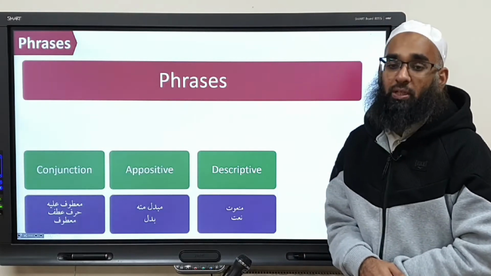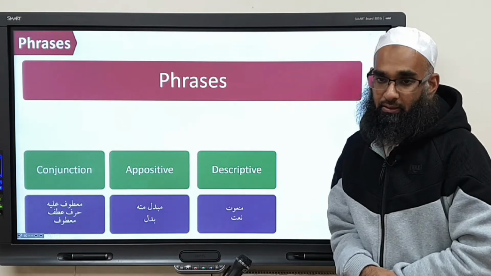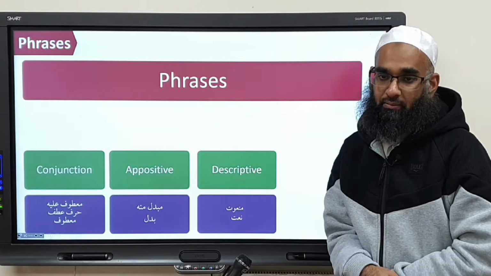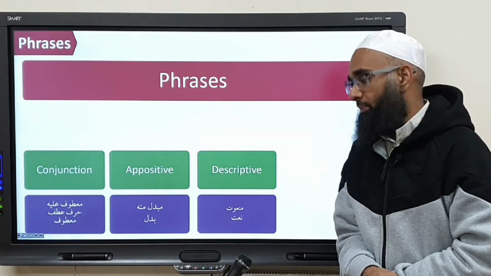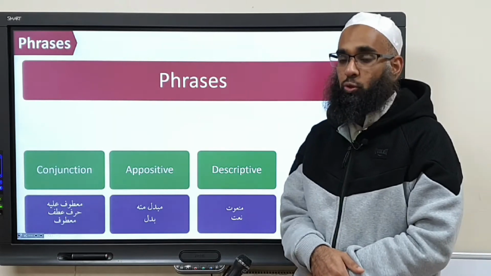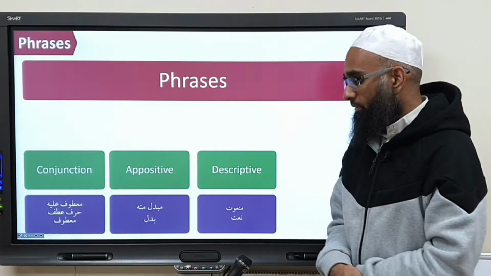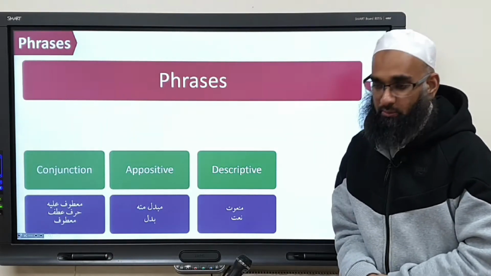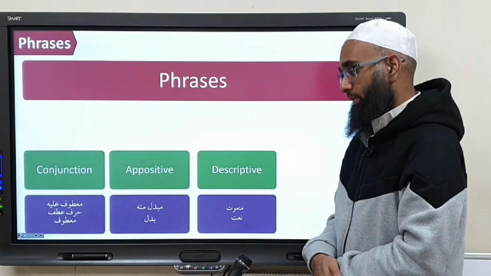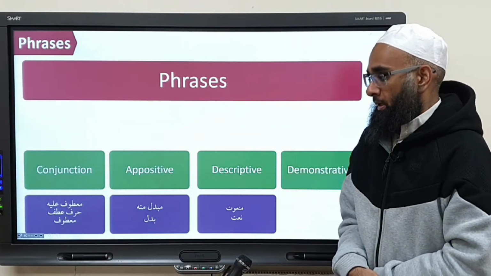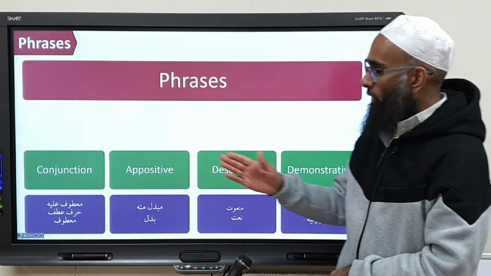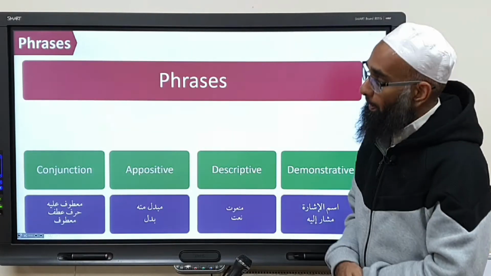And the last phrase we done was the demonstrative phrase, the 2 parts are called the ism al-ishara and the musharun ilay. Now, so we've got the order slightly different here than what is in the book.